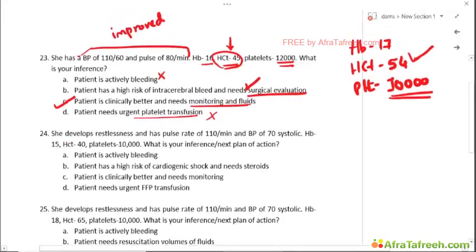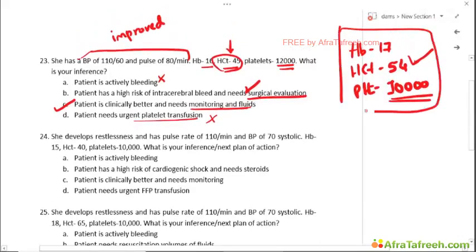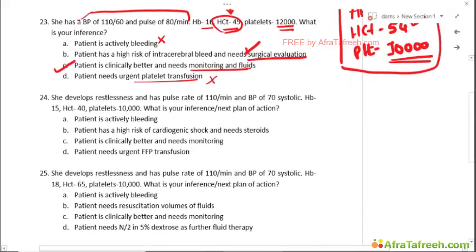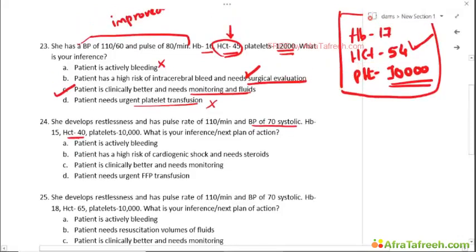There is another scenario. Considering this as the initial one, scenario number 2. She develops restlessness and has a pulse rate of 110 with a BP of 70 systolic. So the patient has again gone into shock. There was an initial resuscitation which was done, but the patient went into shock again. Now this time, hemoglobin is 15, hematocrit is 40. Initial hematocrit was 54. What is your inference or next plan of action?